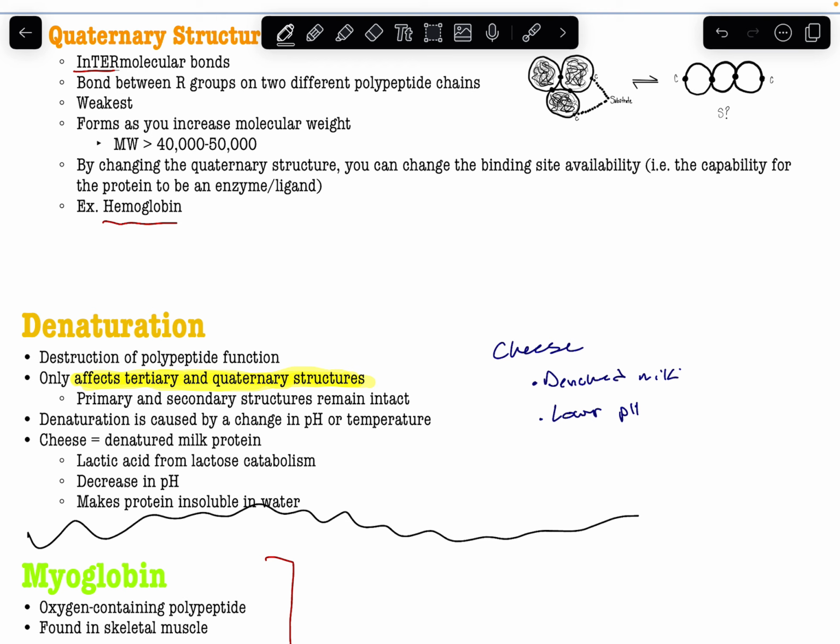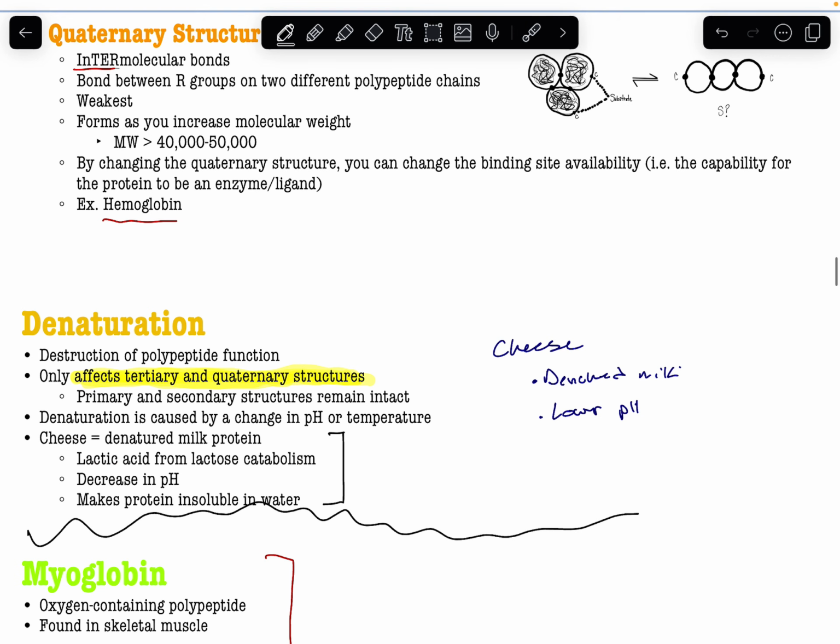So the biggest point I want you guys to know: denaturation affects quaternary and tertiary structures, and there is a nice little fun example right here that's just kind of fun to talk about.